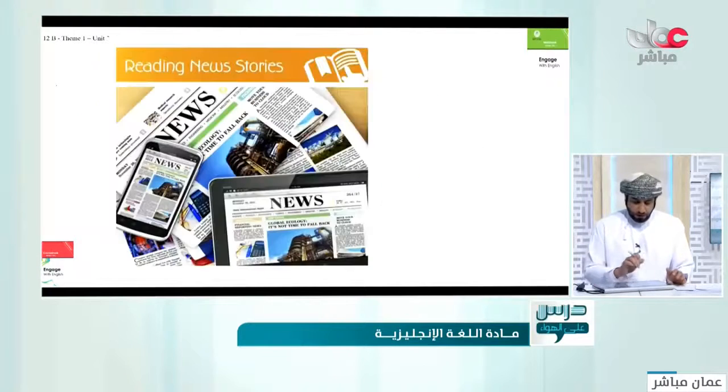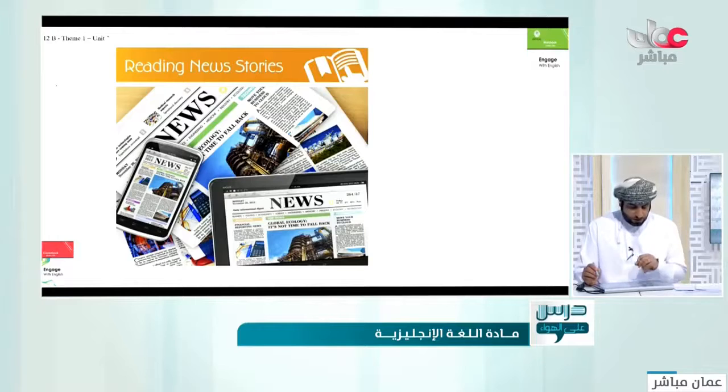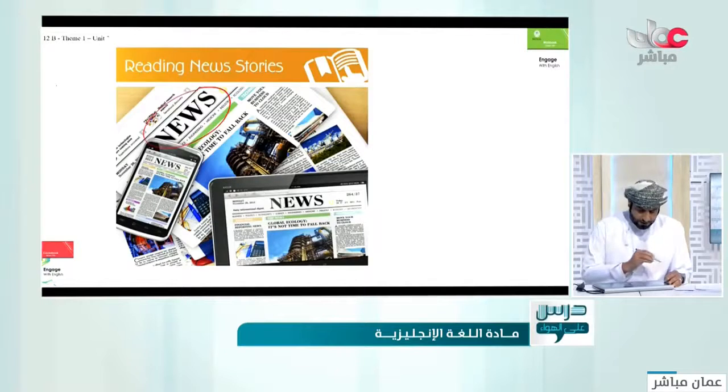So as you can see, this photo or picture about news stories, the designers of the book said that we need to encourage our students to read stories from the newspapers. Look, as you can see, lots of newspapers here. You can read a newspaper from the paper itself, and also you can read the newspaper from your mobile phone.